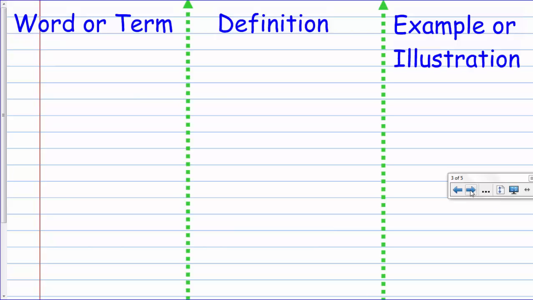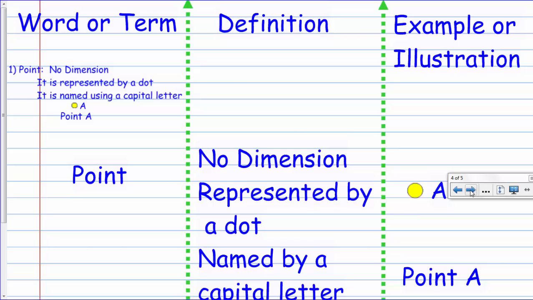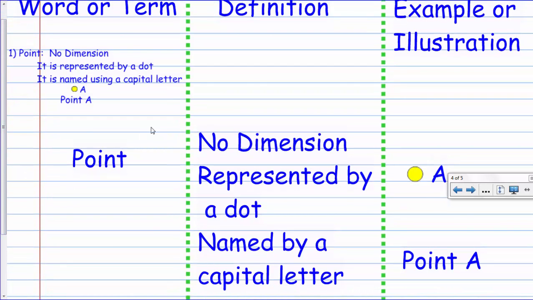For geometry class, a lot of students like to use 2 or 3 column notes. I have an example for 3 column notes. Divide the paper into 3 columns. Label it word, definition, and example or illustration. Here are some notes for point. The notes are listed on the left. The actual column notes then are listed in the 3 columns. As you can see, point, definition, and how it's represented.